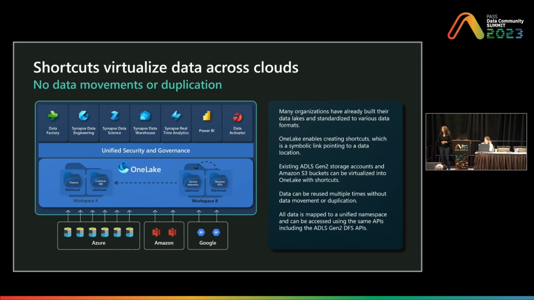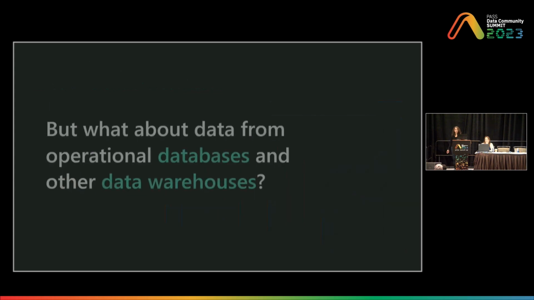If you have existing data in different clouds, like Amazon S3 buckets, you can create a shortcut to that as well, and we will be adding other clouds in the future. This really is the fundamental premise and promise, that you don't have to duplicate data at all. We let you create the shortcut and use it multiple times because the engines no longer need to create different versions. And the best part, we support open standards, so we're supporting open APIs, and you can use ADLS APIs as well.